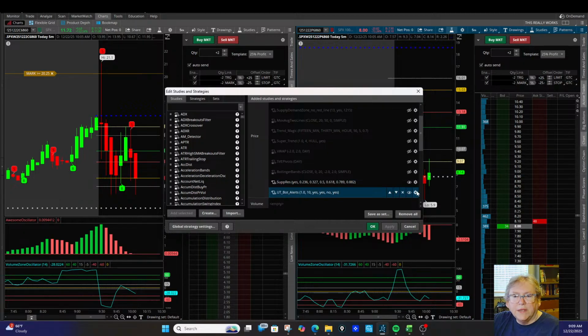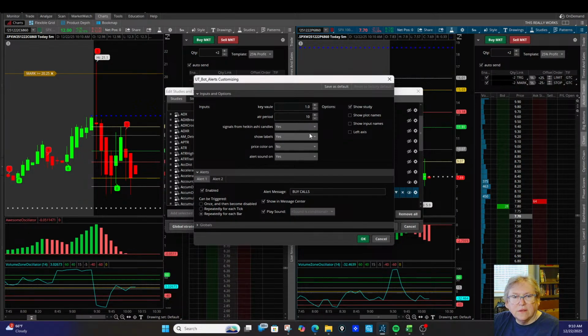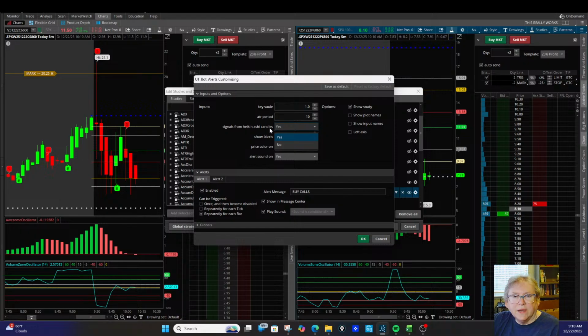Right now I'm playing around with the UT bot alerts settings. Right now I have yes, yes, no, yes, which is yes on signals from Heiken-Ashi candles, show labels yes, price color on no, alert sound on yes. And I want to change this to signals from Heiken-Ashi candles no, labels yes, price color on yes.